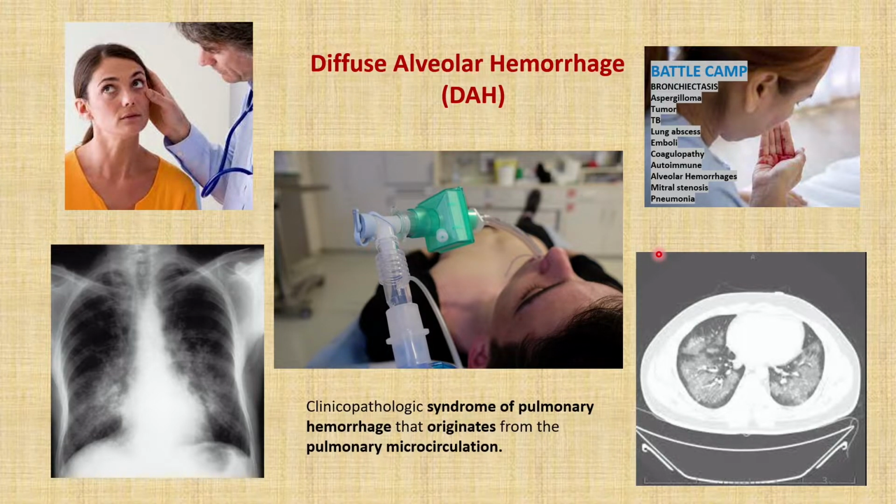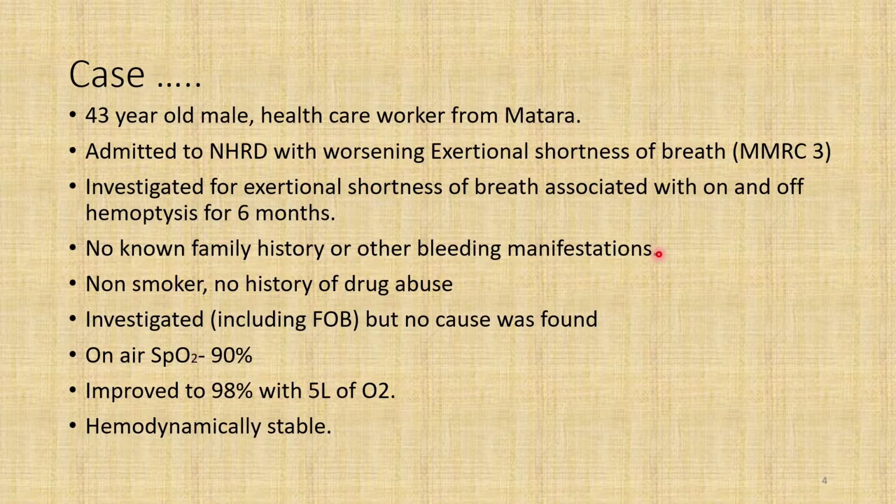So, what's the definition of diffuse alveolar hemorrhage? It's a clinicopathologic syndrome of pulmonary hemorrhage that originates from the pulmonary microcirculation. I'll start with a case.